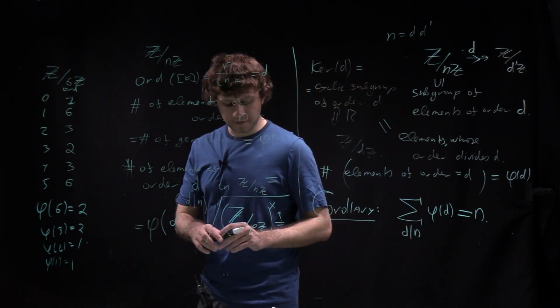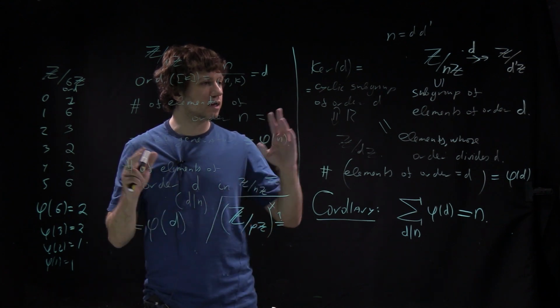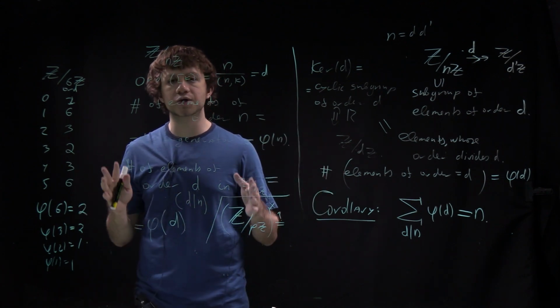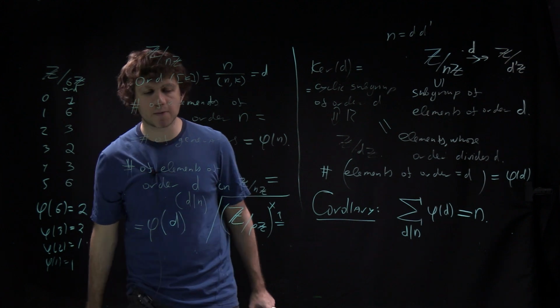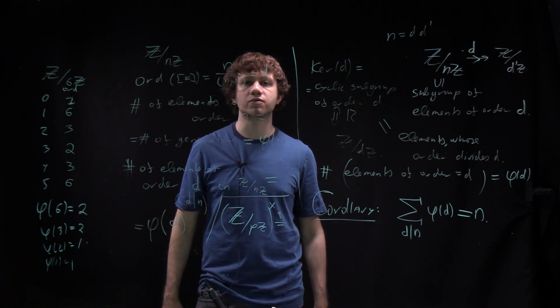Okay, so here we finished talking about cyclic groups and the Euler function and so on. And next time we will touch on a more advanced topic in number theory, namely quadratic residues.